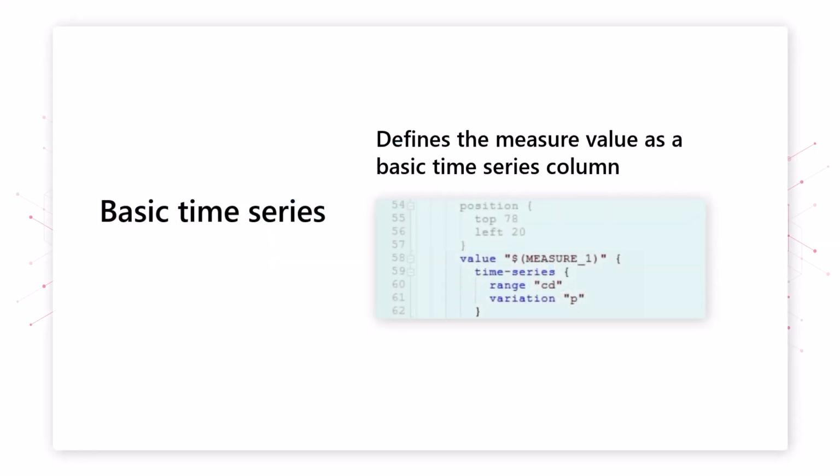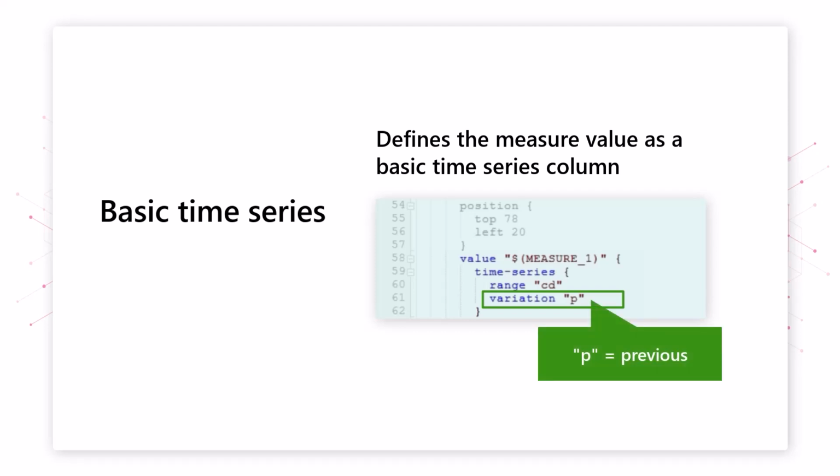So for time series, we mainly use our basic time series. This defines the measure value as a basic time series column. There are two sub-attributes to this. You set the range, and that specifies the date range, such as year to date, the complete year, or, as shown here, the complete day. You also set the variation. So this specifies the time period, such as current or previous. Here we're looking at previous. So this would get us the previous day, so yesterday.